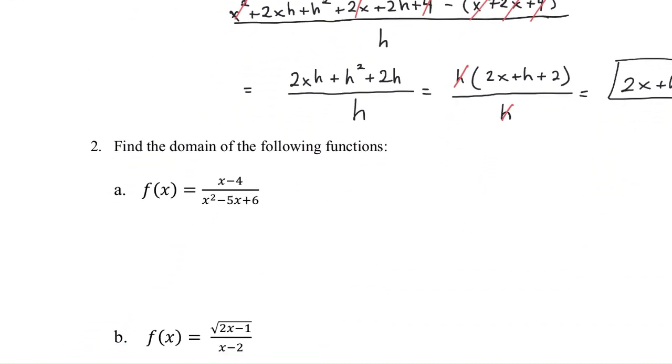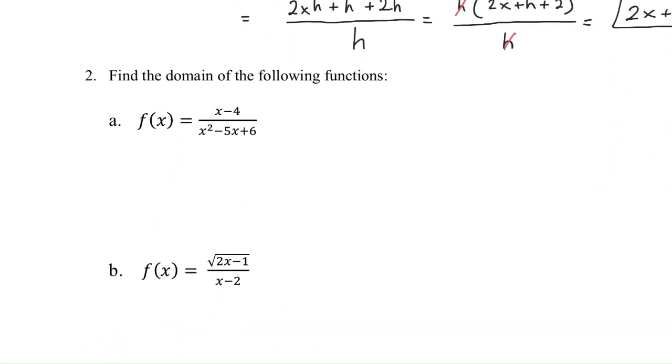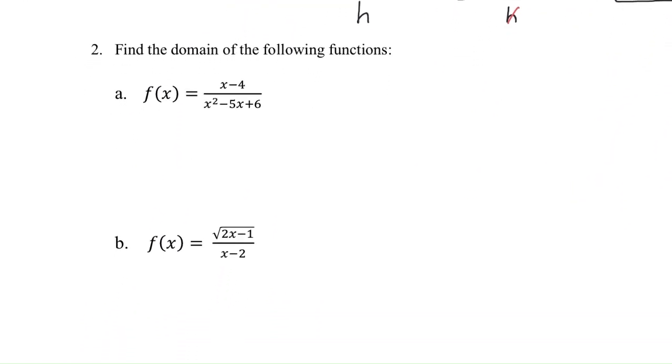Question 2 is also from section 2.1, finding the domain of a few different types of functions here. What we talked about for these functions, rational functions, is we need to first focus on the denominator because that's where we're going to have exclusions from the domain, and it needs to be in factored form. So first step would be to factor the denominator. And that's going to factor into x minus 2, x minus 3.